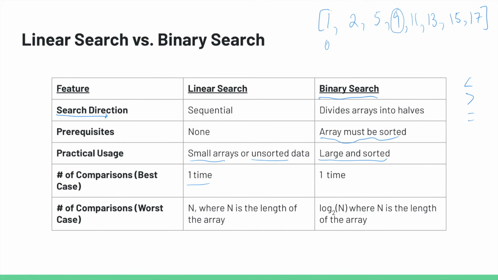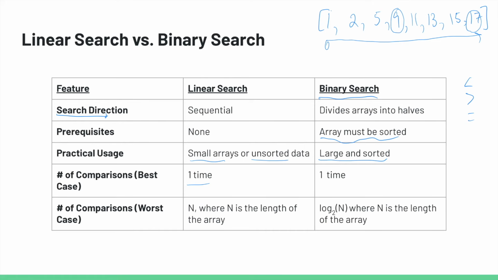Now the worst case scenario in a linear search is where we have a value all the way at the end of the array right here, because that means we would need to check all of the values in the array, including the last one. And so we'd have n comparisons where n is the length of the array.